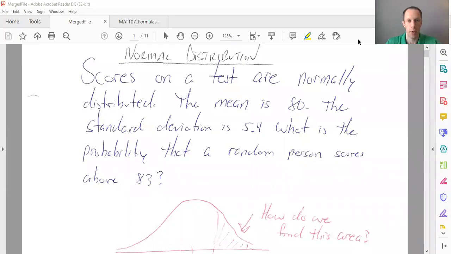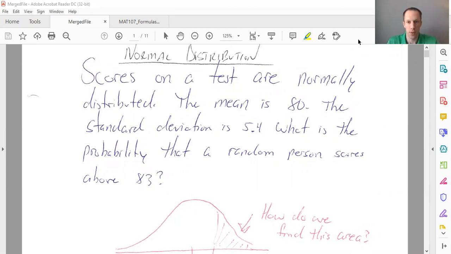Hello. In this video, we're going to learn how to answer questions about normal distributions that are not the standard normal distribution. For example, take a look at this situation. Scores on a test are normally distributed. The mean is 80, the standard deviation is 5.4. What is the probability that a random person scores above 83?